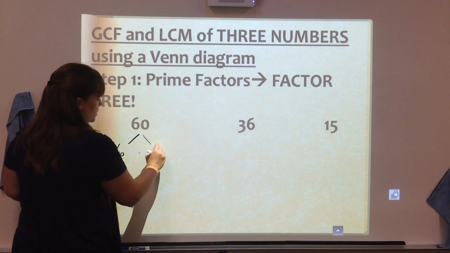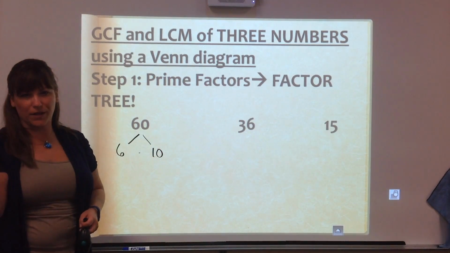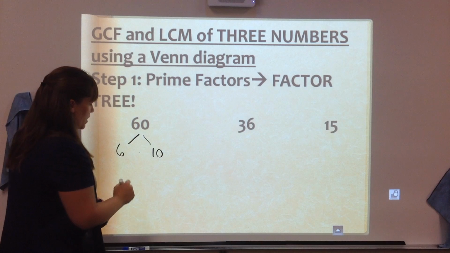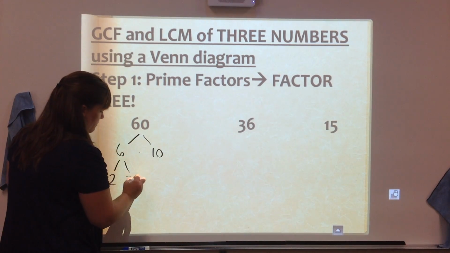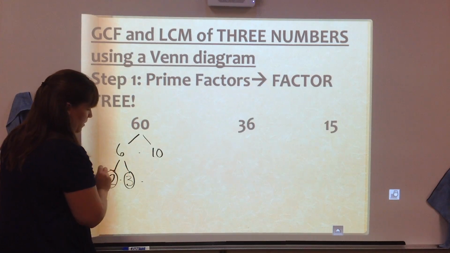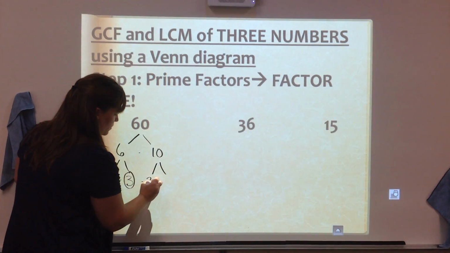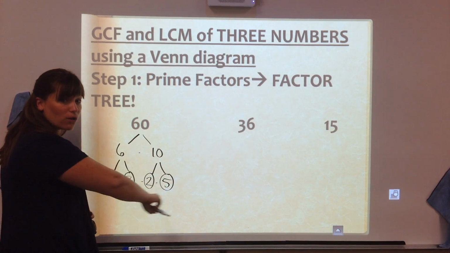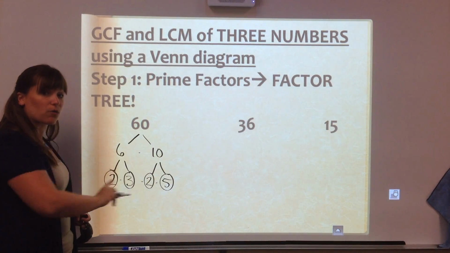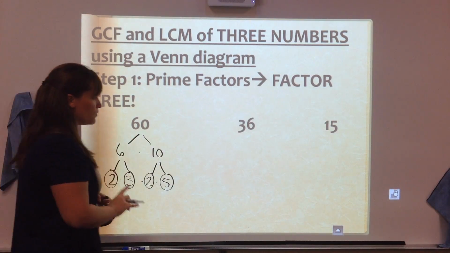I'm going to do 6 and 10. I'm going to ask myself, are any of those prime? A negative. So we're going to do another row. 2 times 3, those are both prime, and then 2 times 5, and I am done when I have all of the numbers in a row that are prime numbers.